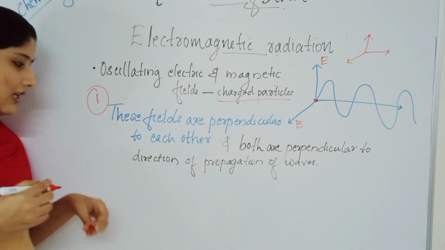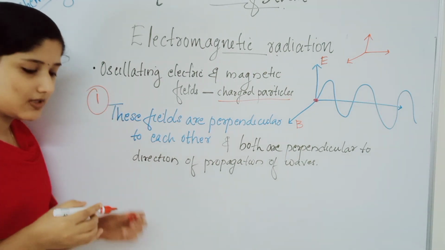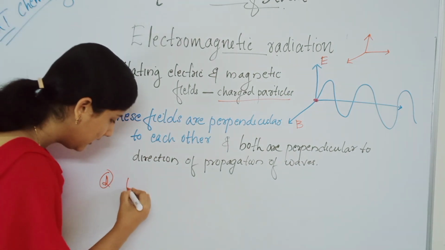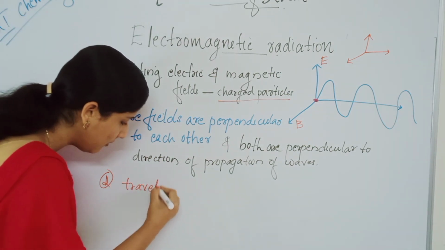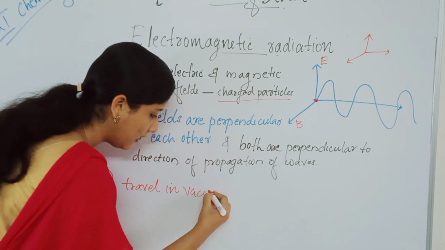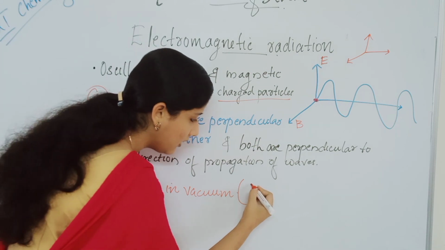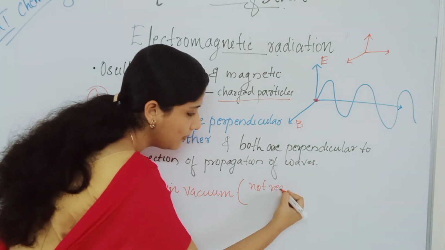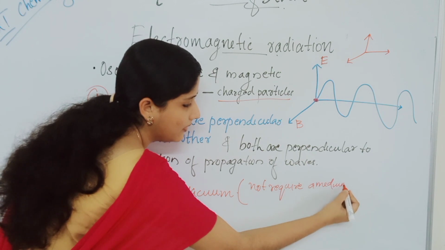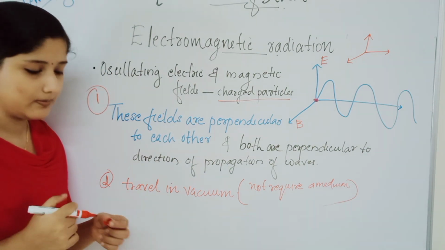The next property is that electromagnetic waves do not require a medium to travel. They can travel in vacuum. Electromagnetic waves will travel in vacuum, and do not require a medium to travel. These are the two important properties of electromagnetic radiation.